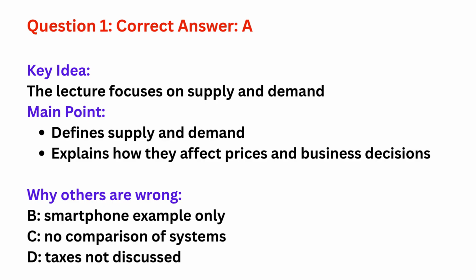Choice B is incorrect because smartphone manufacturing is mentioned only as an example. Choice C is incorrect because the lecture does not compare different economic systems. Choice D is incorrect because taxes on businesses are not discussed.